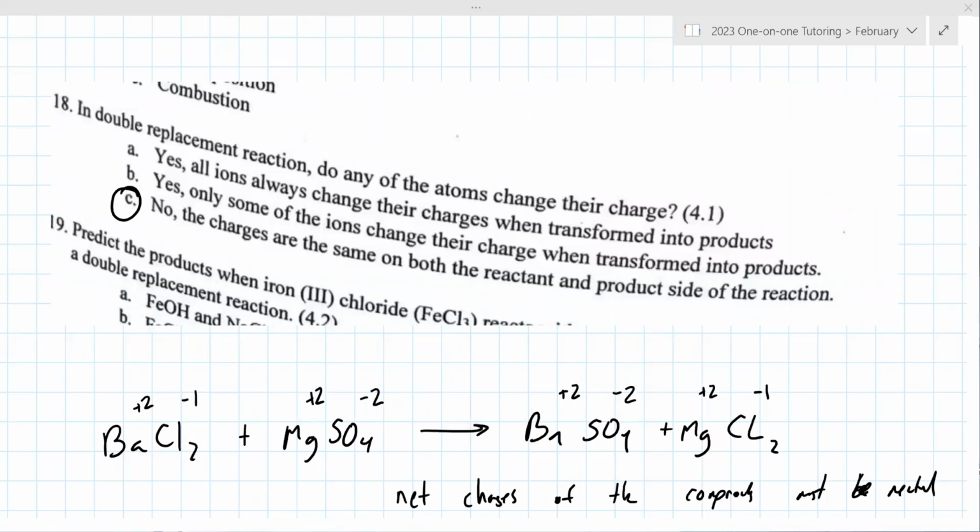Net charges of the what? Of the new compounds, the reactants, the net charges of the reactants need to be also neutral.